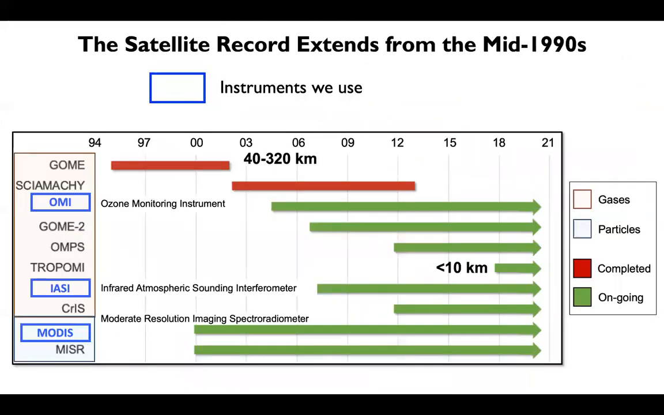The satellite record is also extensive. It started in the mid-1990s with the GOME instrument, and is now being sustained with instruments like the Ozone Monitoring Instrument, or OMI, the IASI instrument, or the Infrared Atmospheric Sounding Interferometer, and then also MODIS. In the Earth observations field, like many other fields, we like acronyms. I've just highlighted some of the acronyms of the instruments that are being used in developing the TRACE product.